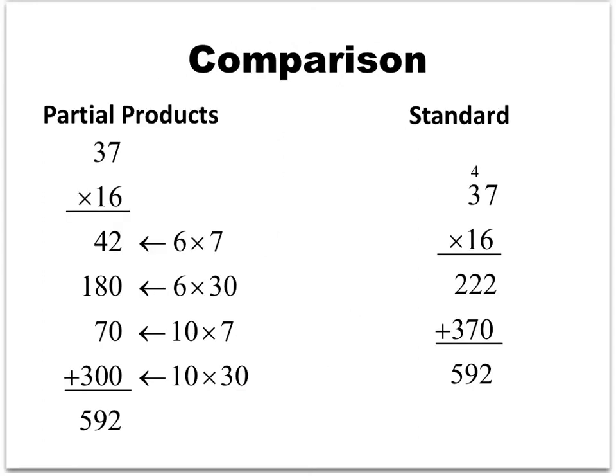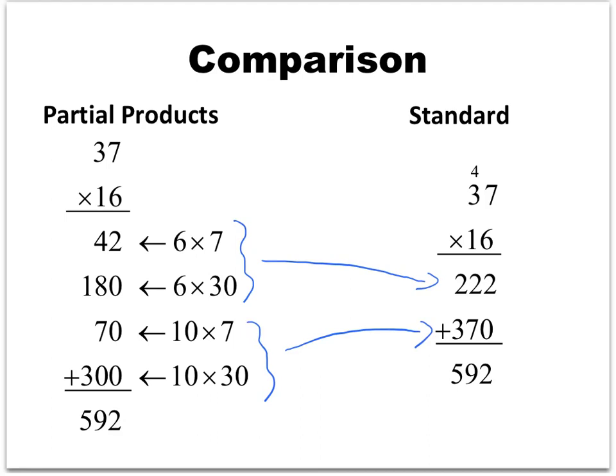So let's compare this partial products algorithm to our standard algorithm. So here's what we just did, and here's our work from the standard algorithm. And so let's make a couple of observations. First of all, if I were to add the 42 and the 180, I would get 220. Likewise, if I add the 70 and the 300, I would get 370. And so what that illustrates is that these first 2 steps here are condensed to the first step of our standard algorithm. Likewise, these last 2 steps are condensed into the second step of our standard algorithm.